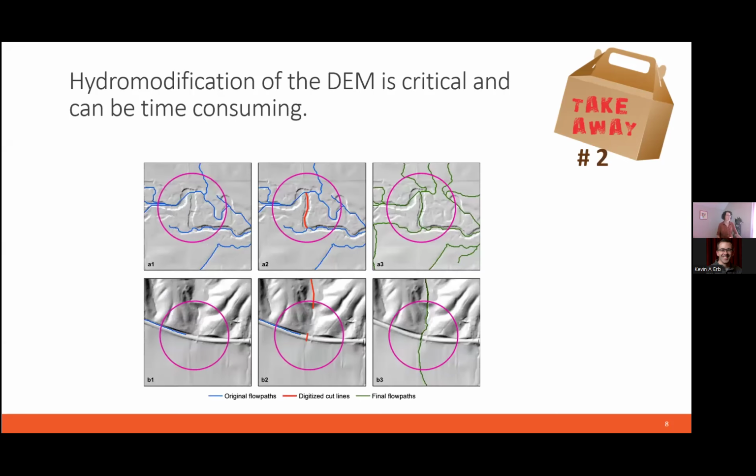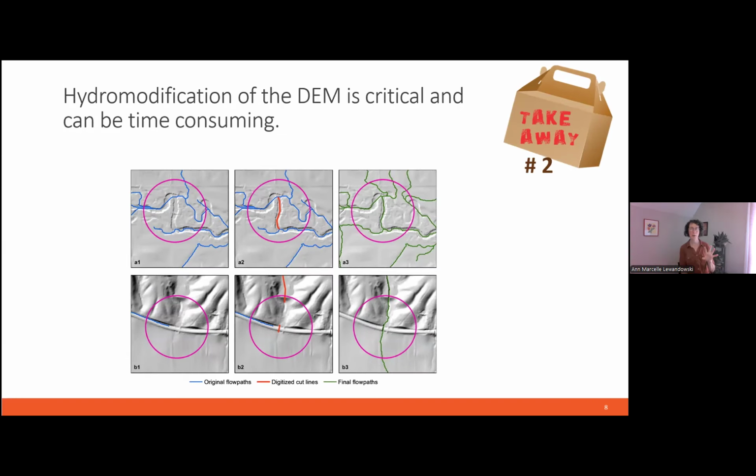Takeaway number 2: hydro modification of the DEM is critical to getting useful results, and it can be time consuming. Emily is going to talk more about this in a few minutes, so I'm not going to expand on this, but make sure by the end of this that you have a good handle on what is hydro modification and what does it take to get a digital elevation model into the shape that it needs to be in.